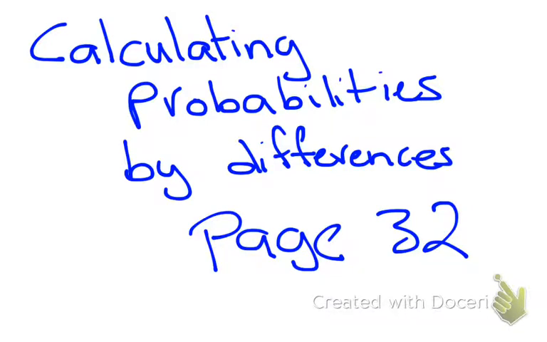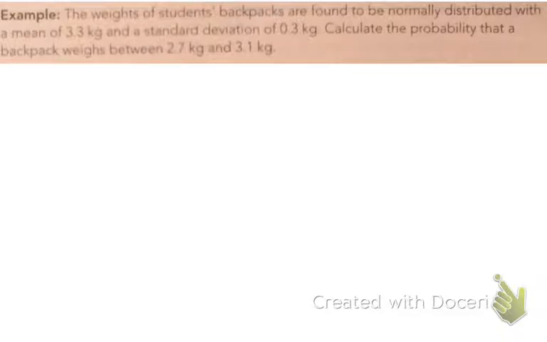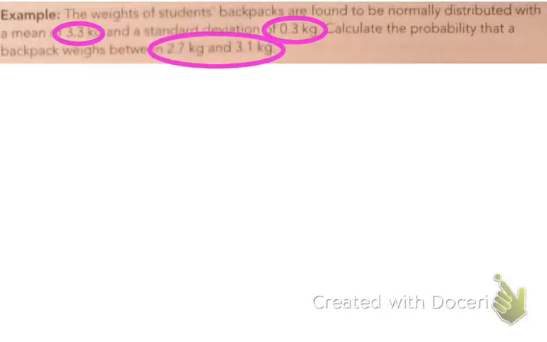Okay, this is our last calculation of a normal probability, and this is looking at probability by differences from our normal distribution on page 32. So we've got our backpacks example with our mean of 3.3, standard deviation of 0.3, and we're looking at what's the probability it weighs between 2.7 and 3.1 kilograms.